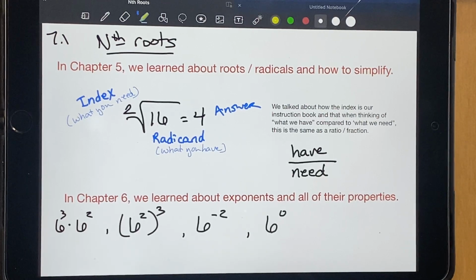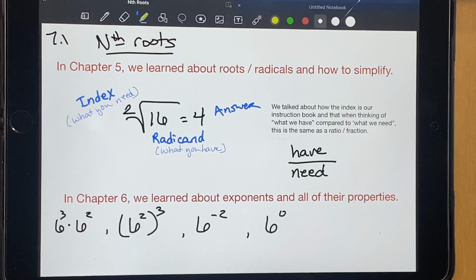Hi friends, as we get started on chapter 7, which is all about roots and exponents, we're going to be taking the things that we have learned from chapter 6 and chapter 5, and we're going to be expanding them into chapter 7. So again, we are just going to have more powers, more radicals, and the whole point again is to find an answer for x.